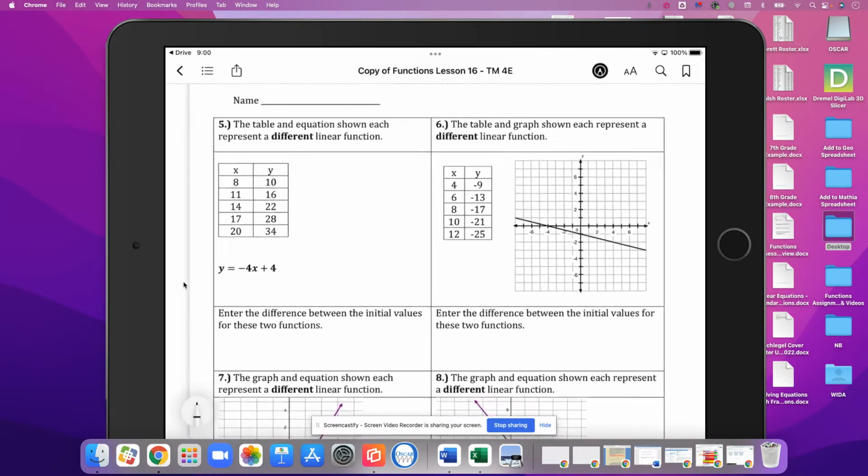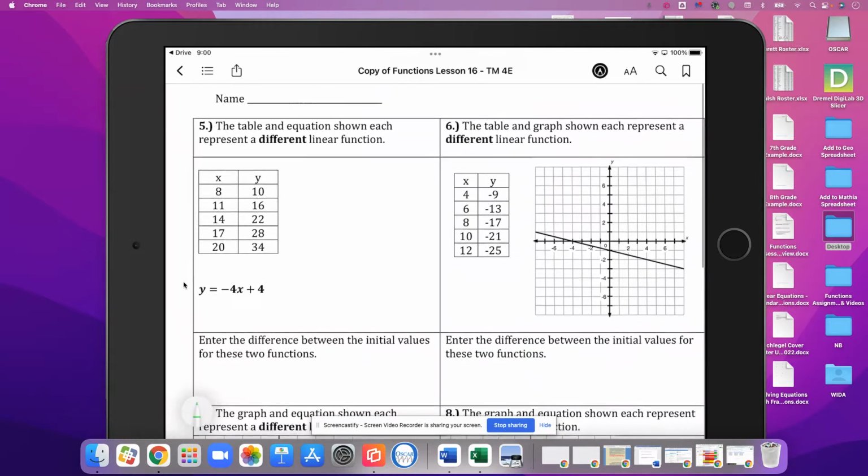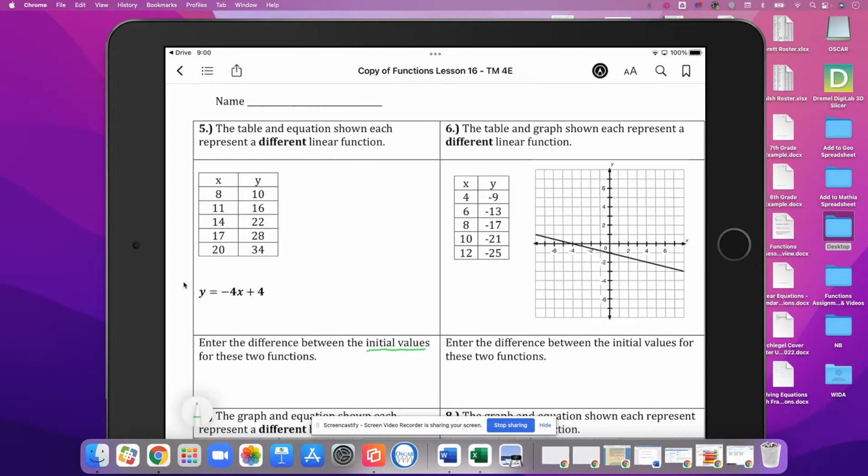Okay, number 5. We're supposed to find the difference in the initial values of this one and the next one. So initial value, we're going to have to find it in the table, which is going to be a little bit tough because it's going by 3s. There's a couple ways to do it. Let's take a look and see how we want to approach this one.